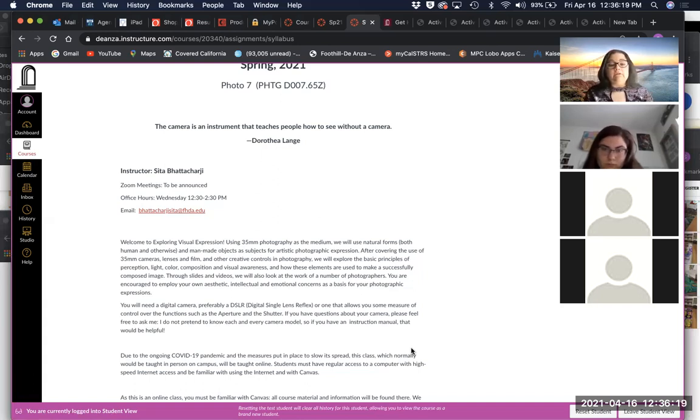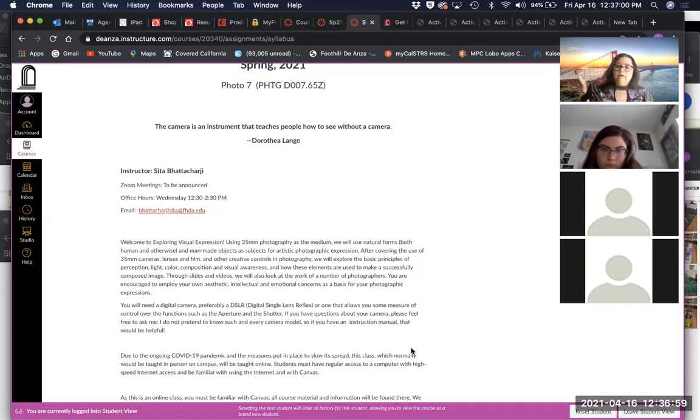Through slides and videos, we will also look at the work of a number of photographers. And you are encouraged to employ your own aesthetic, intellectual, and emotional concerns as a basis for your photographic expressions. So, a little more simply put, this is a class that goes into what makes a successful image. And in this case, we're using photography. You could also use painting or sketching, but we're using photography.